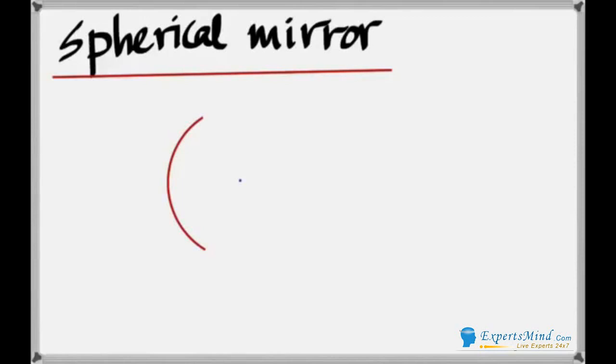Therefore, wouldn't it have a center? The center of the sphere. That is what I have marked there. So that's a center. It is called the center of curvature. That is the center of the curve.